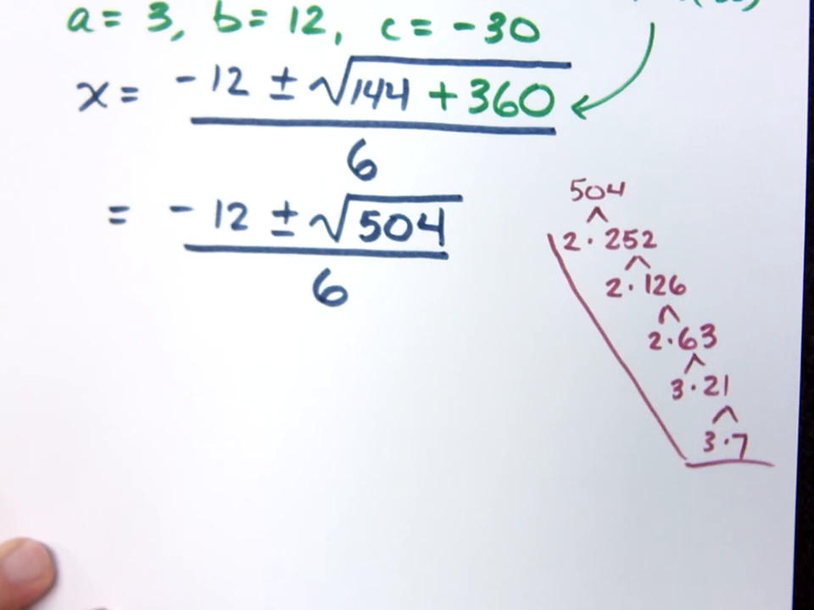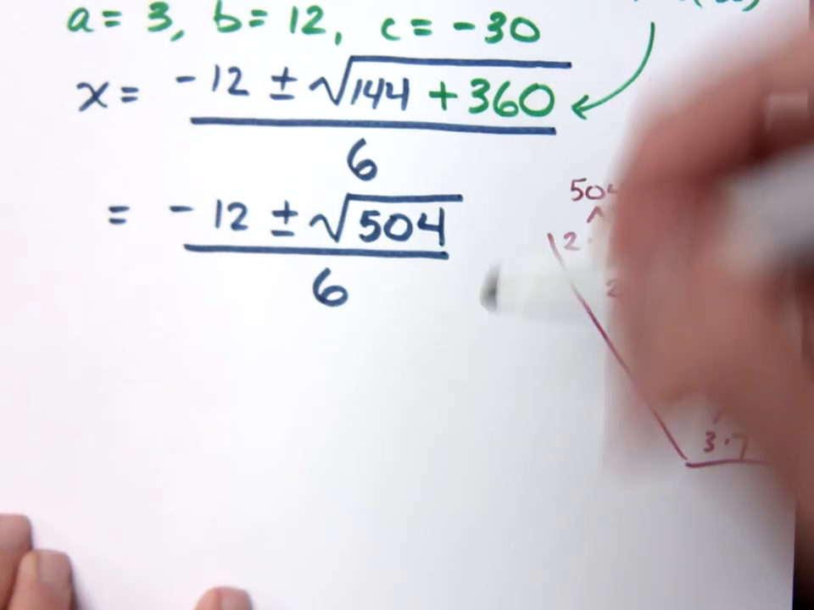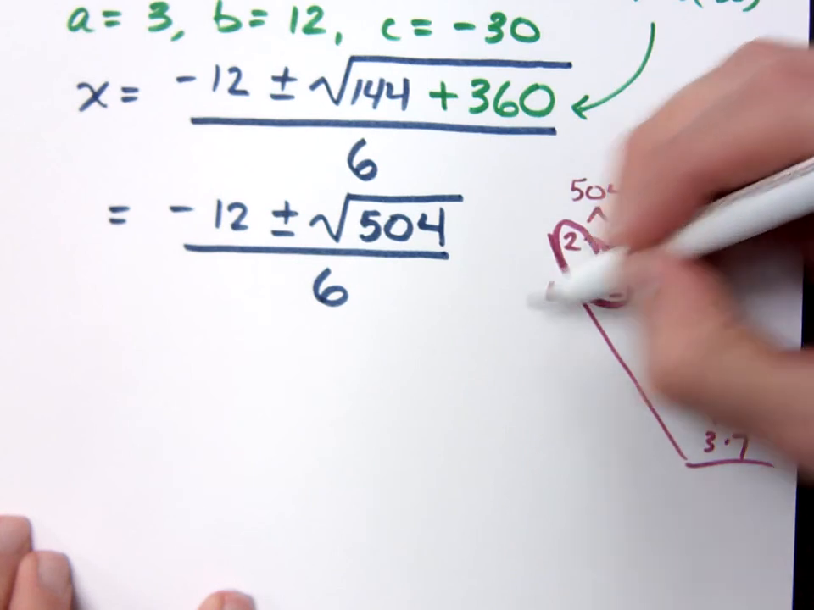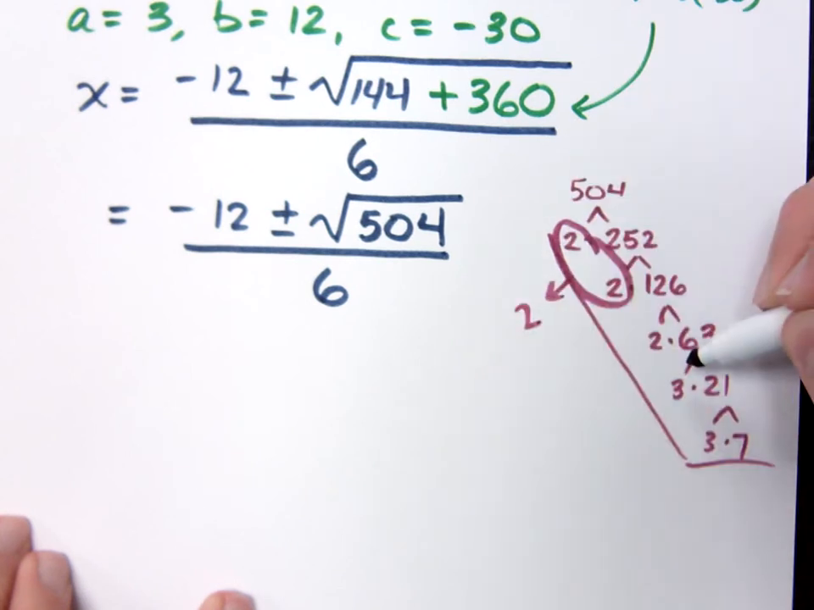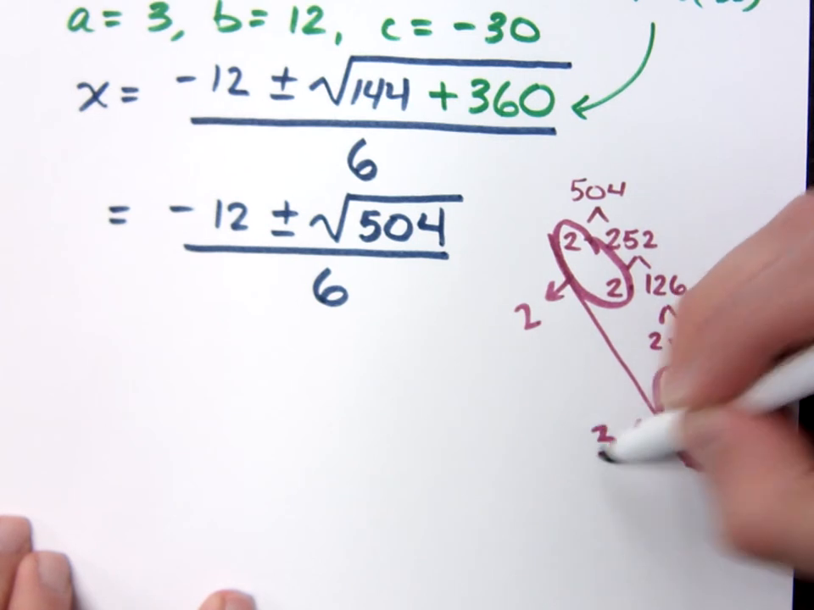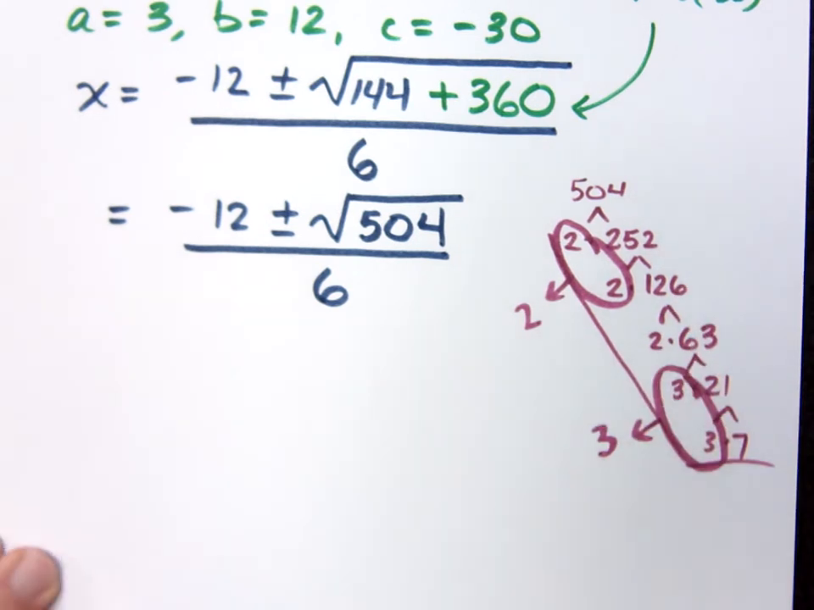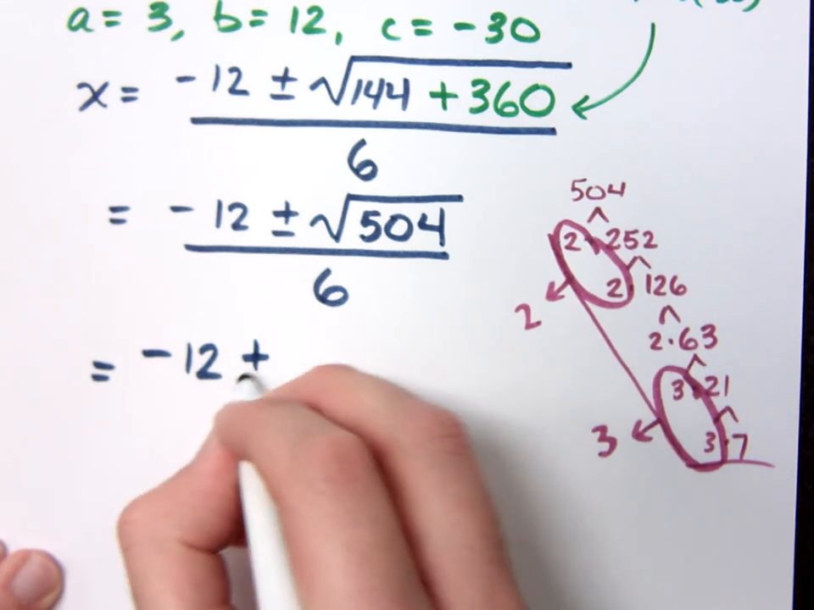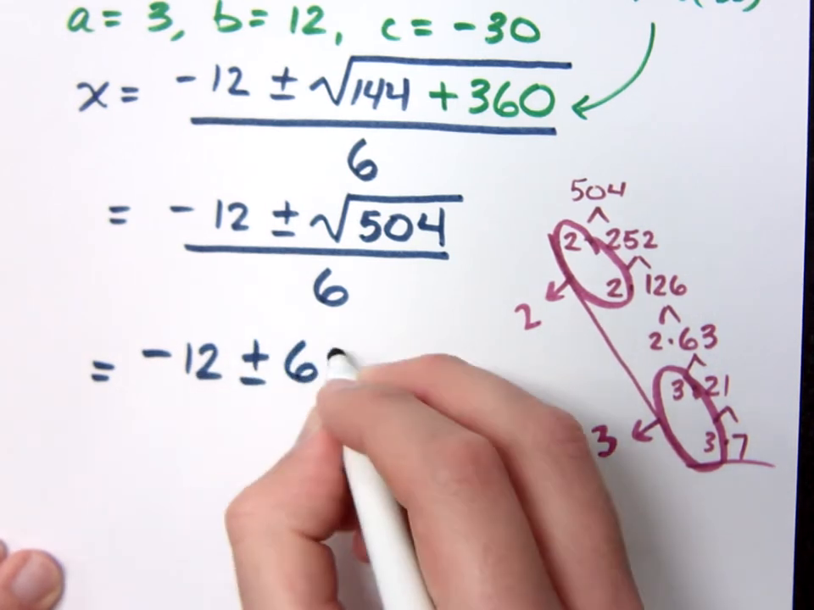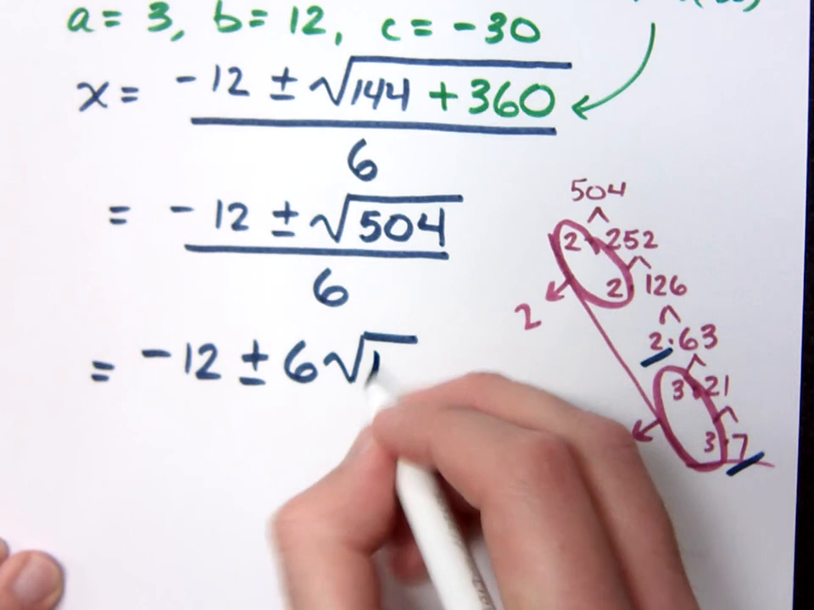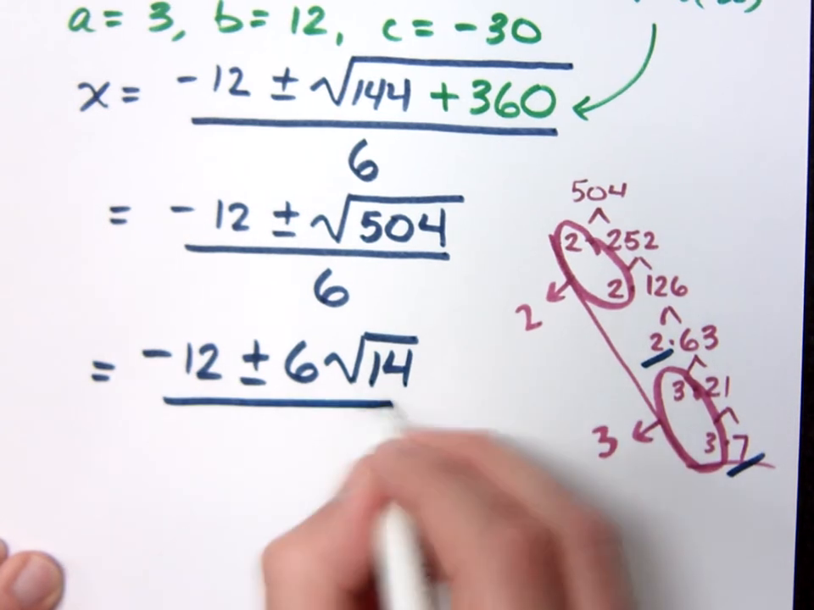Do you see the pairs that will give you perfect squares? This pair of 2's will give you a 2. Anything else? 3. You have a pair of 3's. So what comes out of my square root? A 6. And what are the factors on the inside? What's left over? 2 and 7 is 14. This is all over 6.